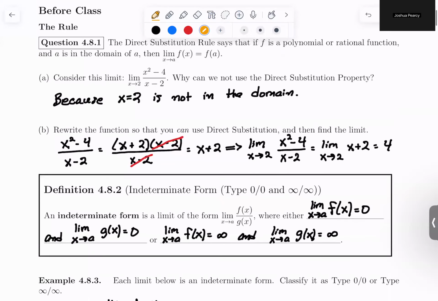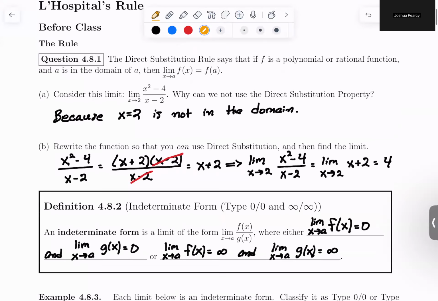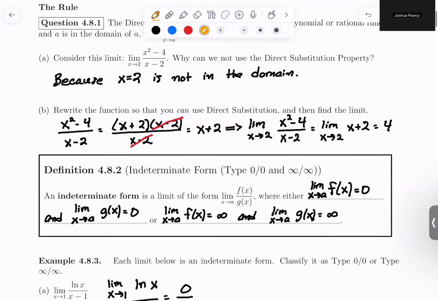So that's just a little bit behind how we actually start these problems. We would have plugged 2 into this original expression here, and we would have gotten a form of 0 over 0. So this is what it talks about when we have an indeterminate form down here.